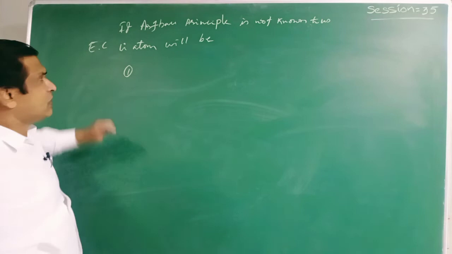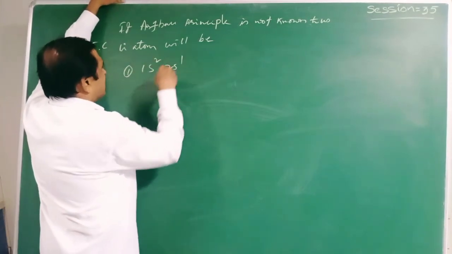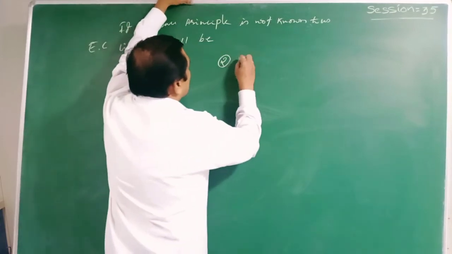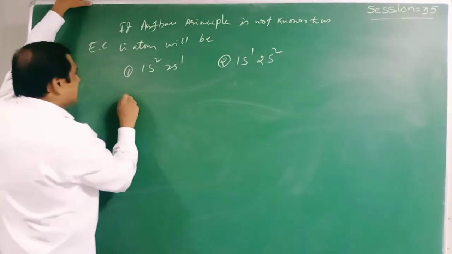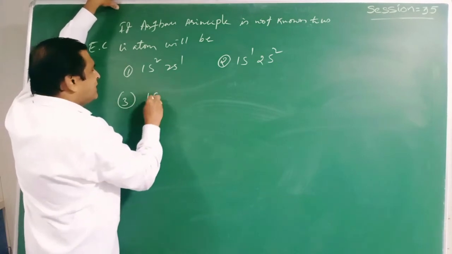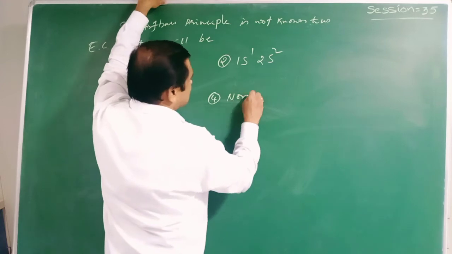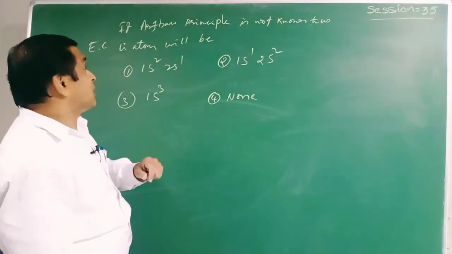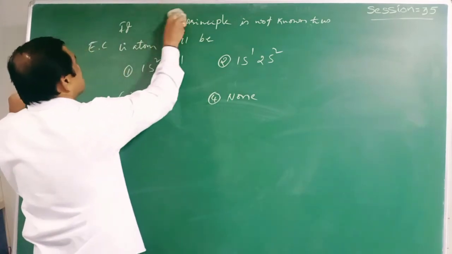What is the first option? Say for example, that is 1s2 2s1. Okay, second option, 1s1 2s2. Third option will be, we can say 1s3. Fourth option is, say it is none of these. Okay, so it is not Aufbau principle, it is Pauli's principle.